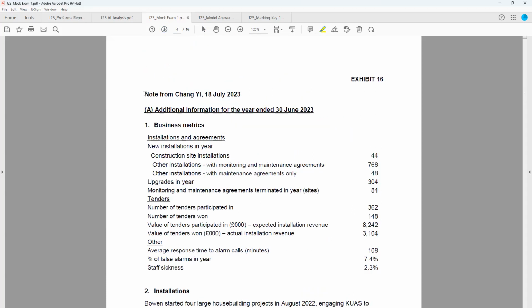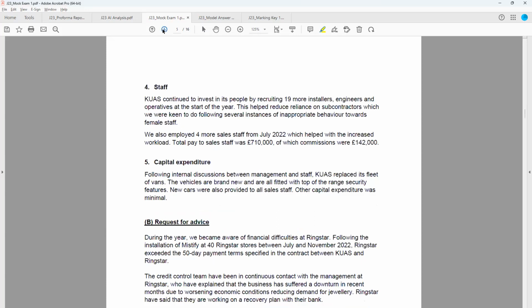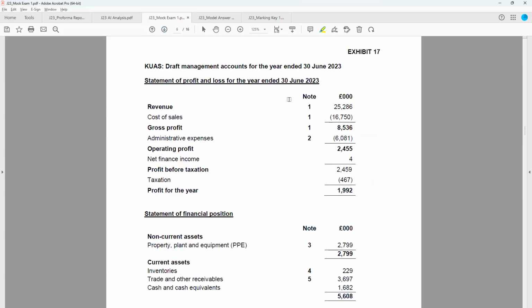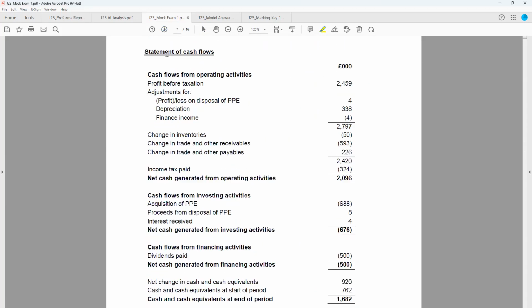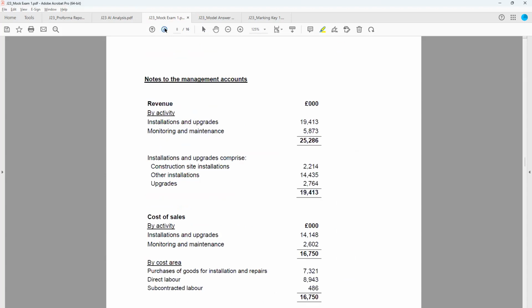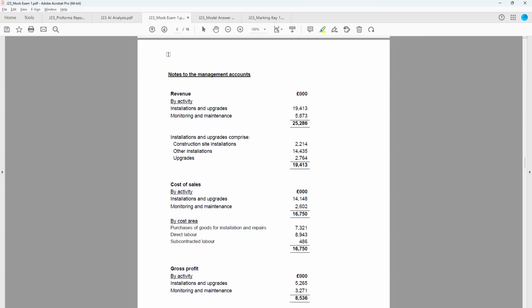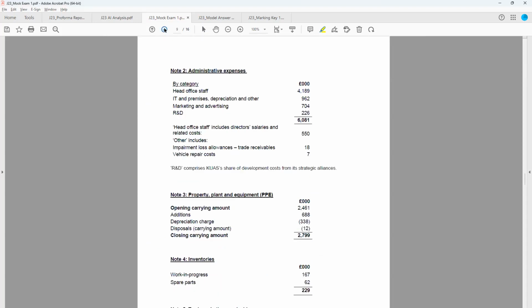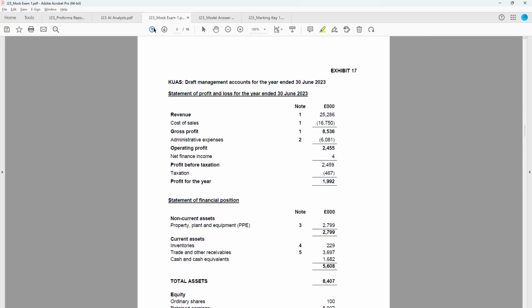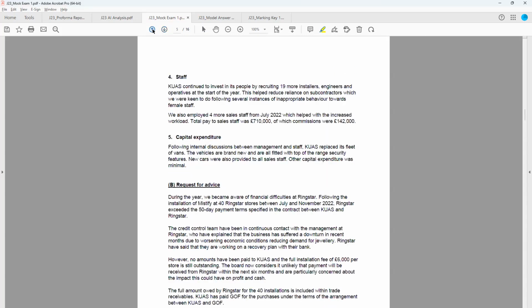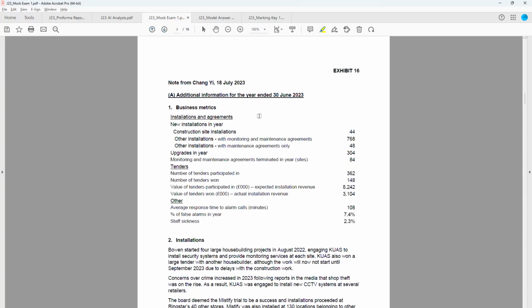So as we would expect, we'll have the management accounts and then we'll have a note to go with them. So very familiar with these from the AI. So we've got P&L, balance sheet, and then all the notes which go with them. So we've got all of these broken down just as we did in the AI. So relatively straightforward there. And then, of course, we've got the additional information.